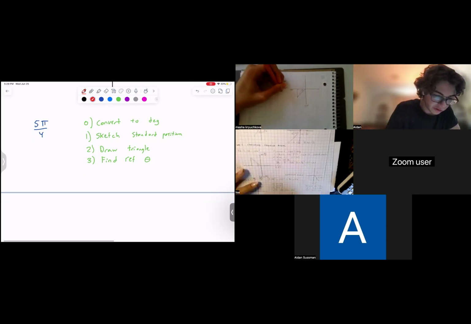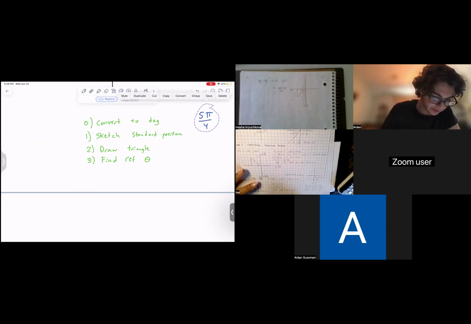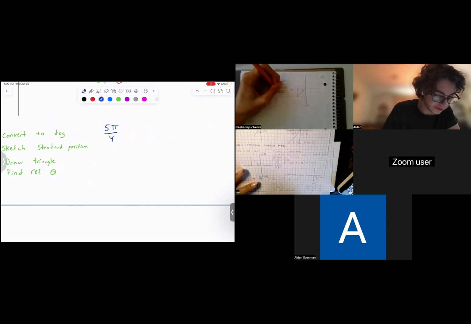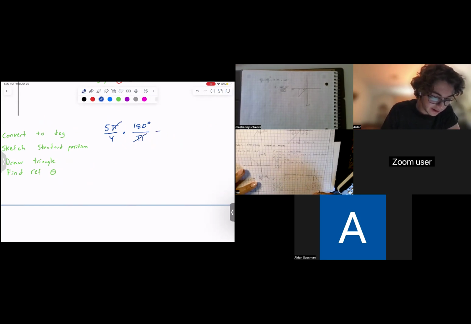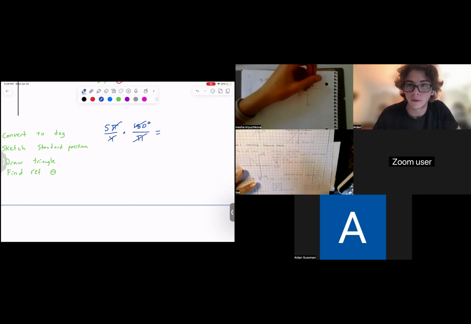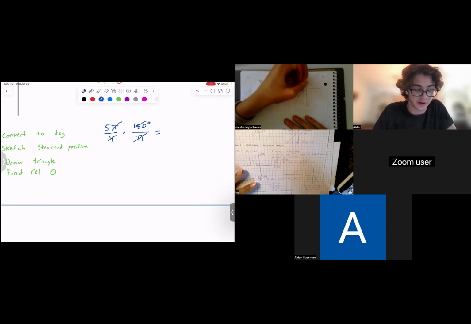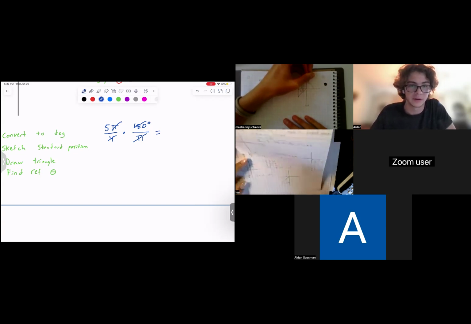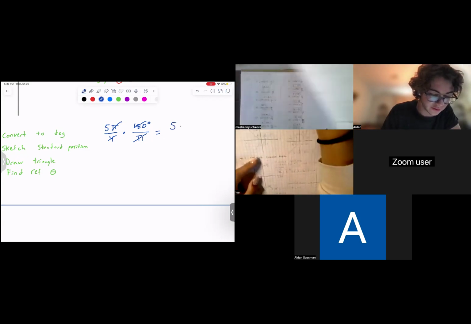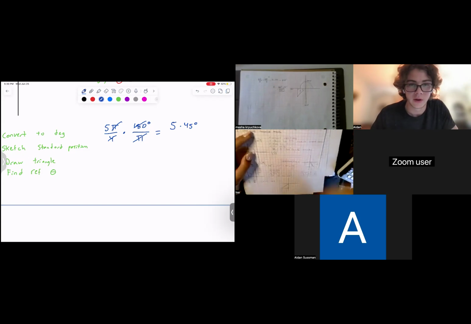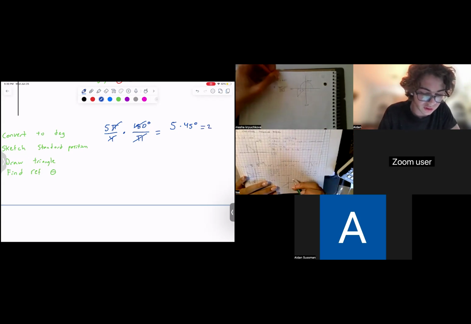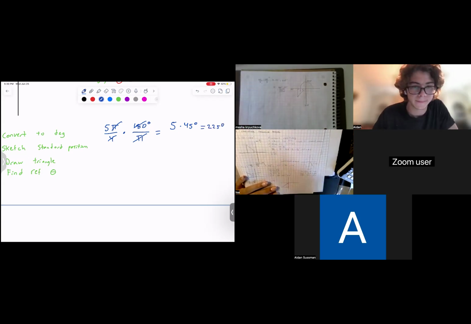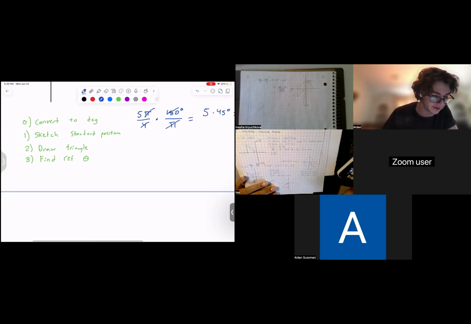Alrighty. I'm just going to start going through it. So the very first step we know is going to be to convert to degrees. And in that case, that's just 180 over pi. Our pi's cancel out, and the 4 and the 180 becomes 45, right? So we have 5 times 45 degrees. And 45 times 5 is going to give us 225 degrees. So that's our first step, or our step 0, to convert to degrees.